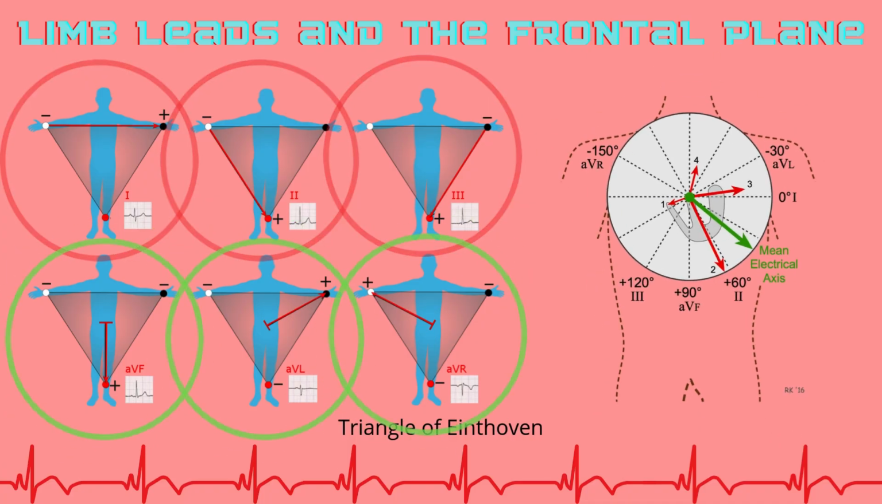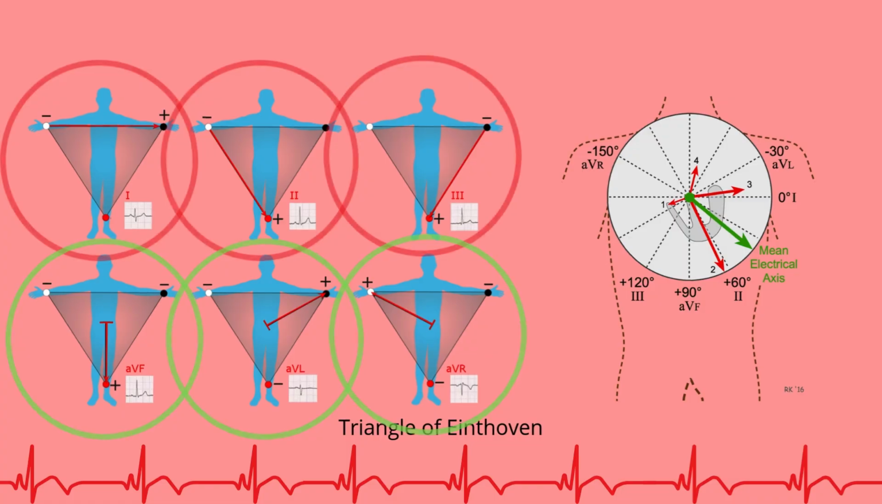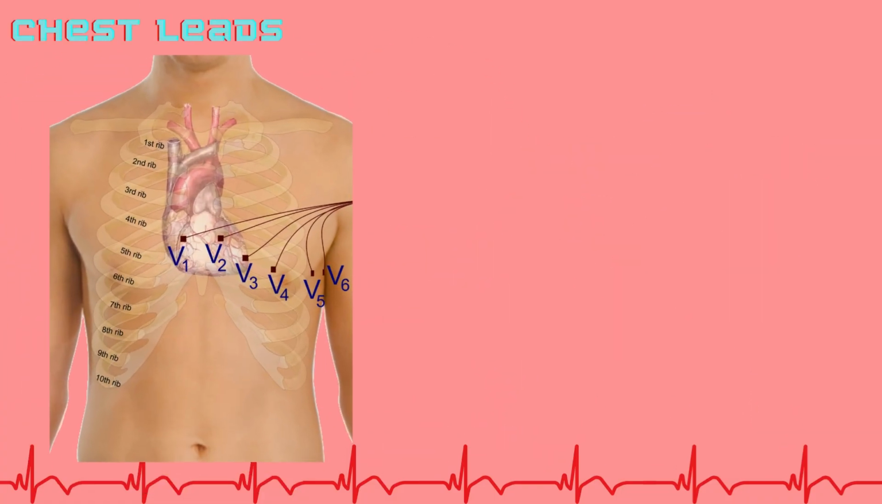The augmented limb leads, AVR, AVL, and AVF, combine input from 2 electrodes and reference a third, offering additional views of the same plane. The precordial leads, V1 through V6, are placed on the chest and view the heart in a horizontal plane, though each has its own unique anatomical orientation.